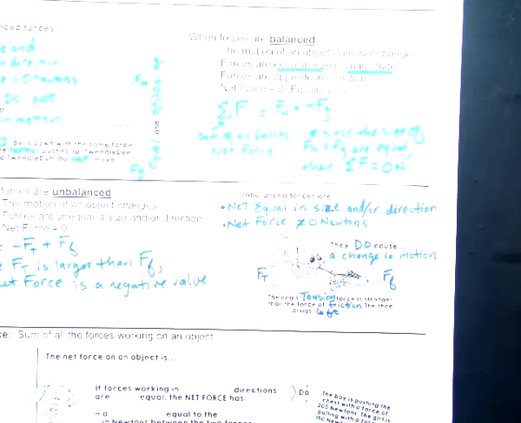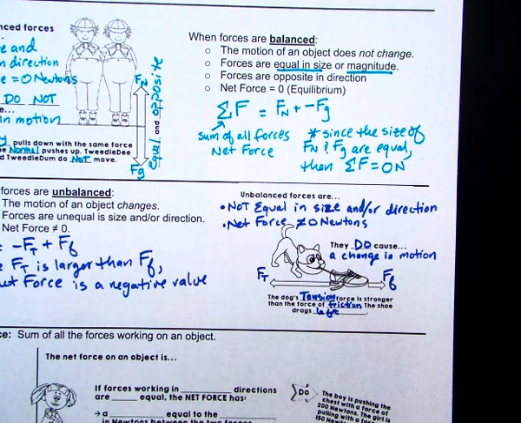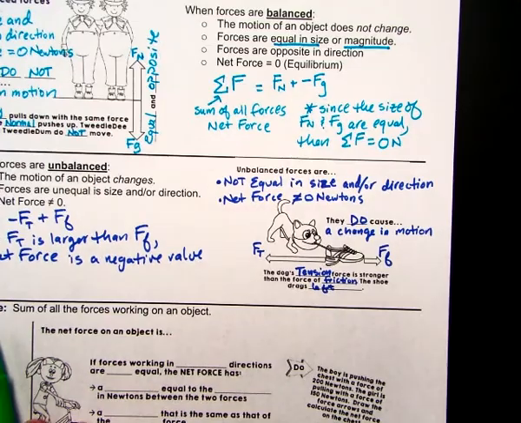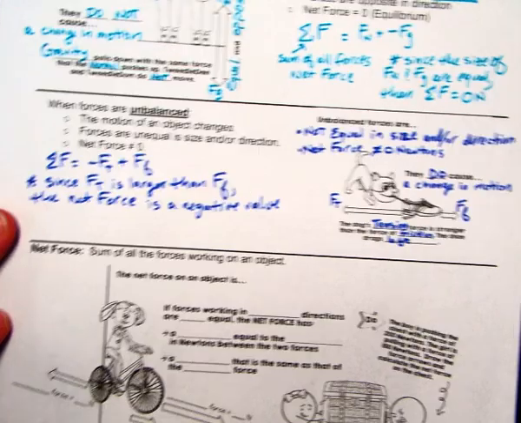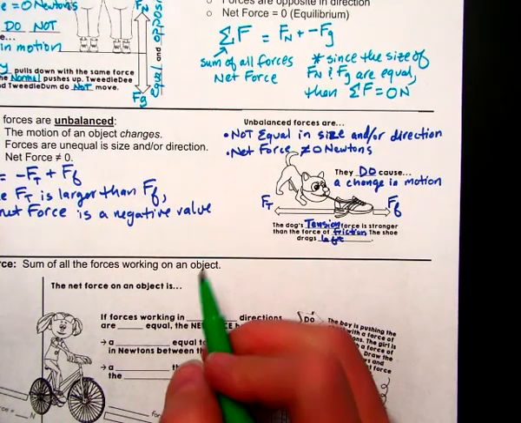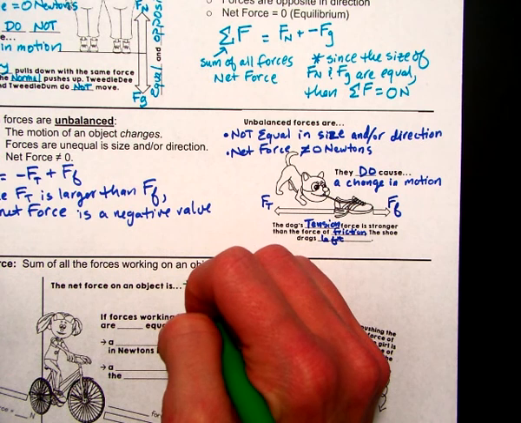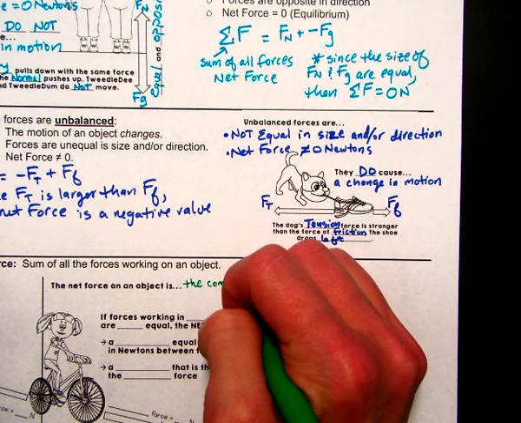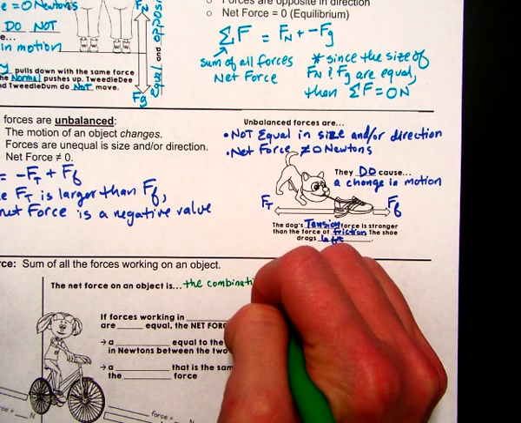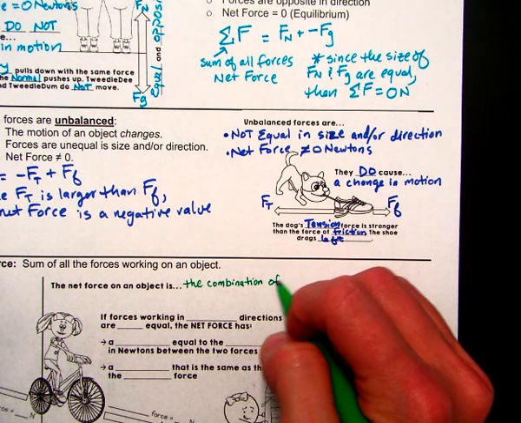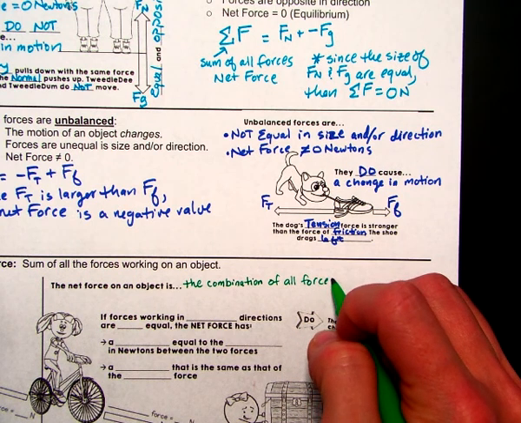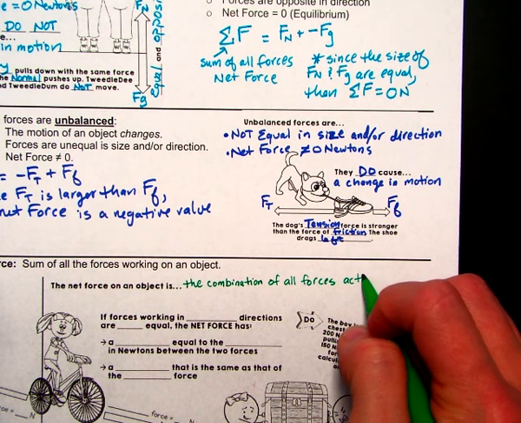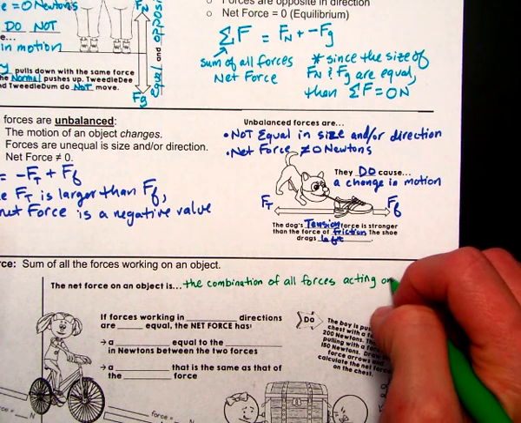All right, so let's take a look at the last piece. All right, so the net force is the sum of all the forces working on an object. Okay, so the net force on an object is the combination of all forces acting on the object.